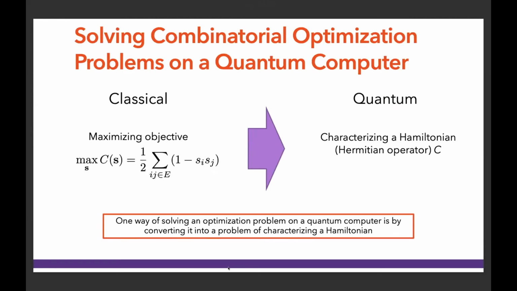So now we have to solve this classical optimization problem on a quantum computer. And to do that, we're going to take our classical objective that we just wrote, and we're going to formulate this problem of maximizing this objective as a problem of characterizing some quantum Hamiltonian, which is simply a Hermitian operator for those of you with more mathematical background.